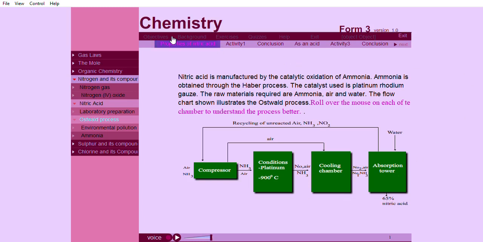Step 5. About 65% nitric acid and 35% of water are produced from a single converter. The unreacted air, ammonia, and nitrogen 4 oxide are recirculated back to the compressor. The concentration of the nitric acid produced can be increased by distillation.